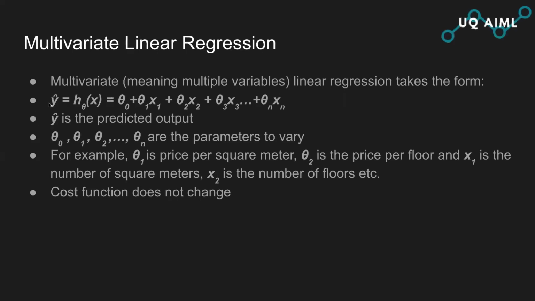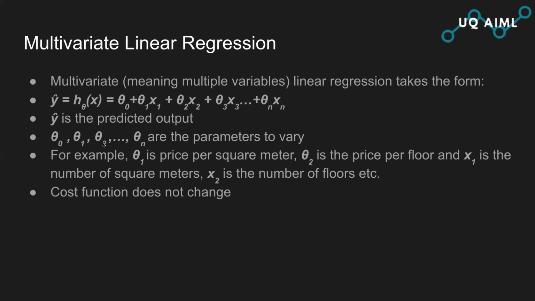So the equation for multiple linear regression doesn't look much different. It's just that there are more parameters: theta 0, theta 1, theta 2, theta 3, all the way to theta n. And even the inputs are x1, x2, x3, all the way to xn. Again, same sort of thing. y hat is the thing you're trying to predict, and theta 0, theta 1, theta 2, theta 3 are the parameters you're trying to vary.